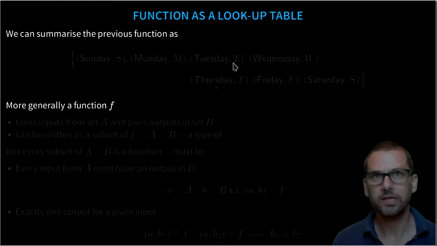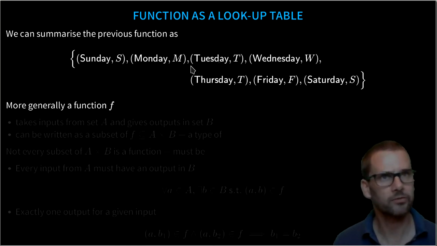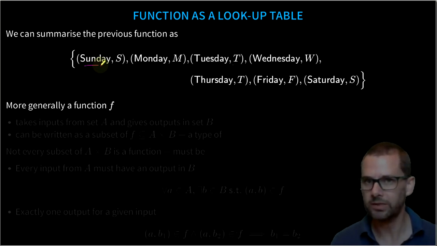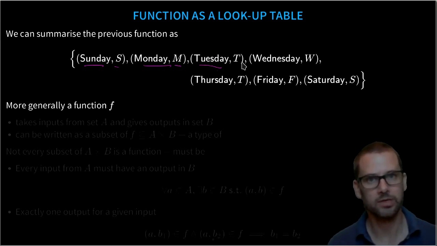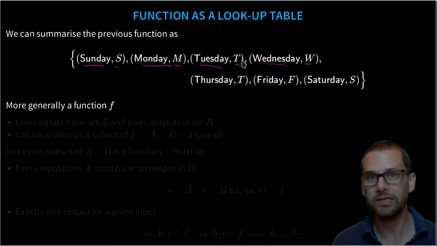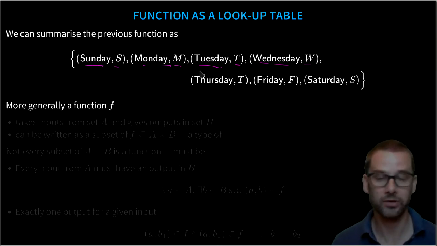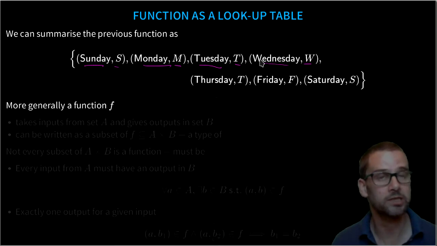So to summarize, we describe that previous function not as an algorithm, but actually as some sort of lookup table. If you give me the input Sunday, I return S. If you give me Monday, I give you M. Tuesday, T, Wednesday, W, and so forth. So really what we have here is a set of ordered pairs, coming from, as an input, the days of the week, and as output, the first letter of the words. So we really have something here that smells a bit like a relation, because a relation is just a subset of the Cartesian product.